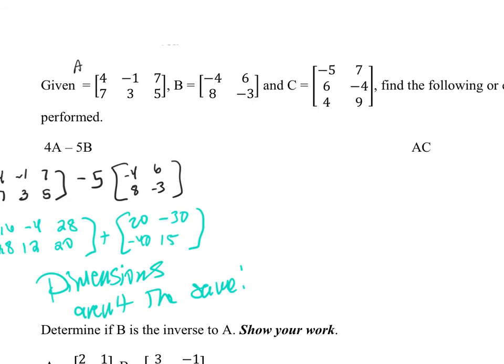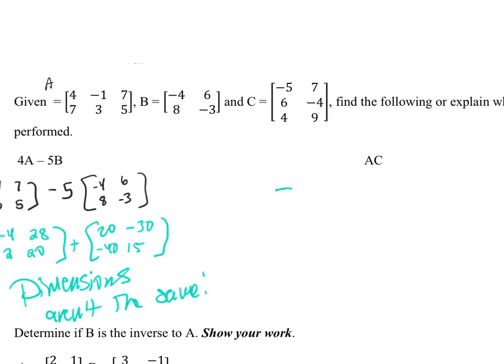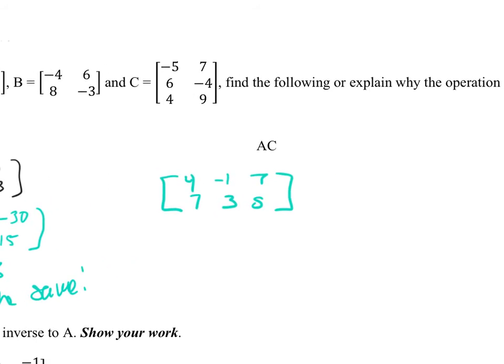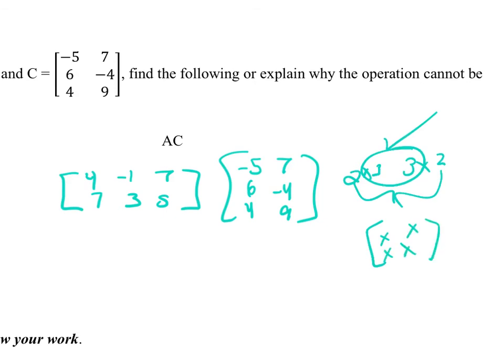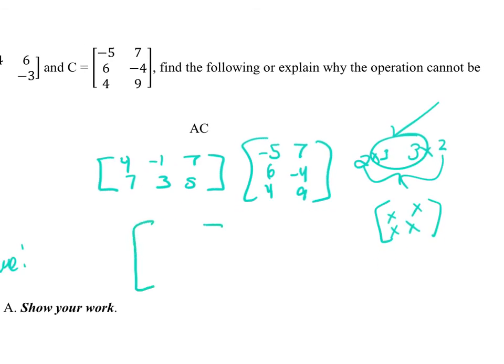Okay, multiplying, I don't need the dimensions to be the same. When I set them next to each other, I have 4, 7, negative 1, 3, 7, 5. And then C is negative 5, 6, 4, 7, negative 4, 9. My first matrix is a 2 by 3. The second one is a 3 by 2. These numbers are the same, so my answer is going to be a 2 by 2. So let's just perform this and be done with it.